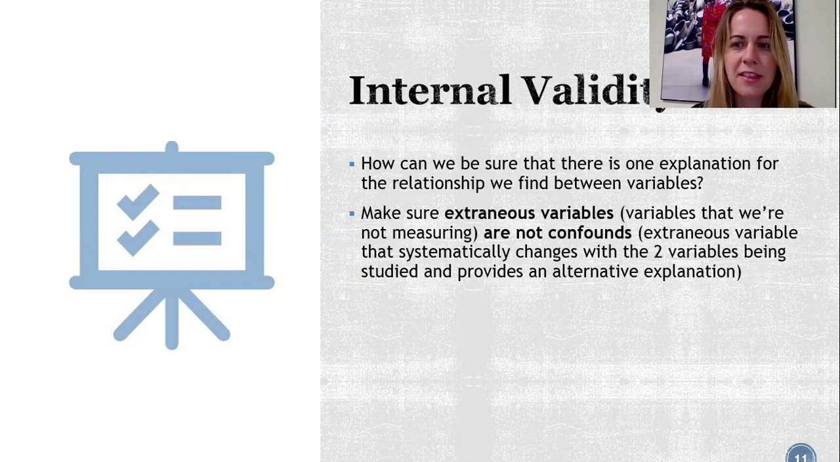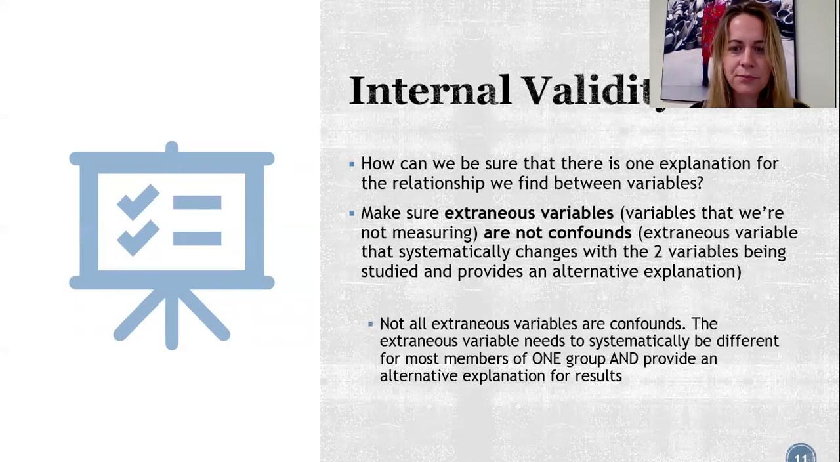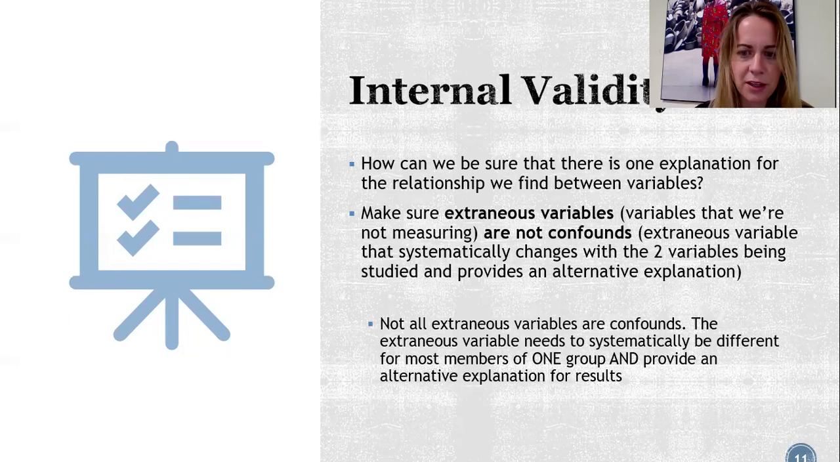So how can we be sure that there is only one explanation for the relationship we find between variables? Well, we want to make sure that extraneous variables, so these are variables that we don't care about, that we're not measuring, are not confounds. And a confound is any extraneous variable that systematically differs between our groups or our conditions, and also can provide an alternative explanation for our results. Not all extraneous variables are confounds. The extraneous variable has to systematically be different between conditions or groups and provide an alternative explanation for the results.